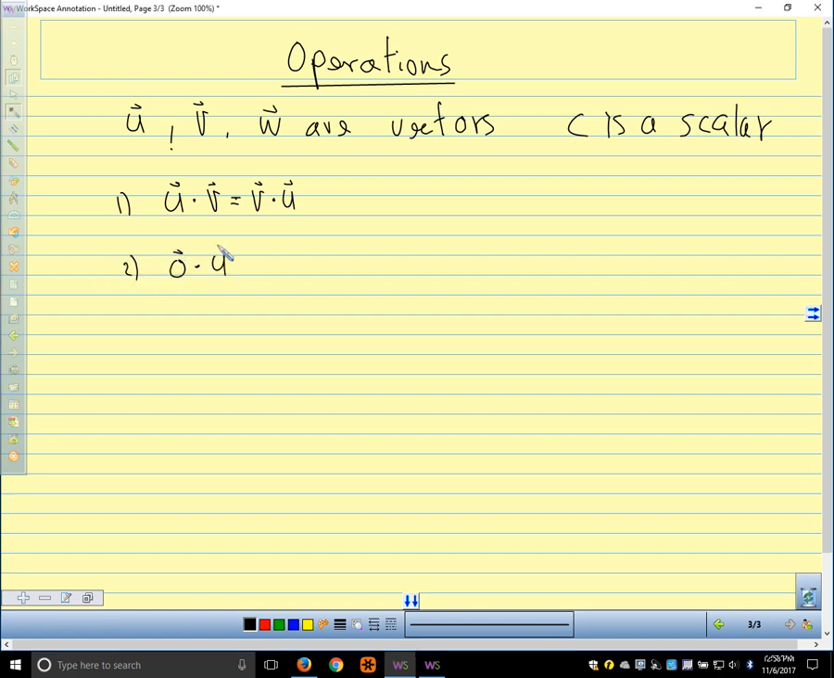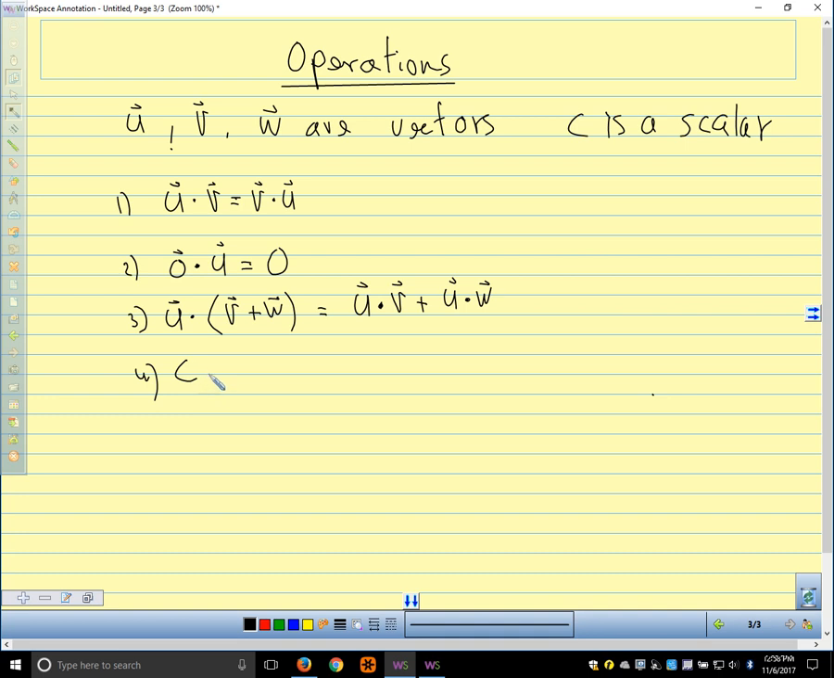Zero vector dotted with any vector is 0. We can distribute a dot product, just like we distribute with arithmetic, with multiplication with numbers. That's going to be u dot v plus u dot w. So I can distribute the dot product.